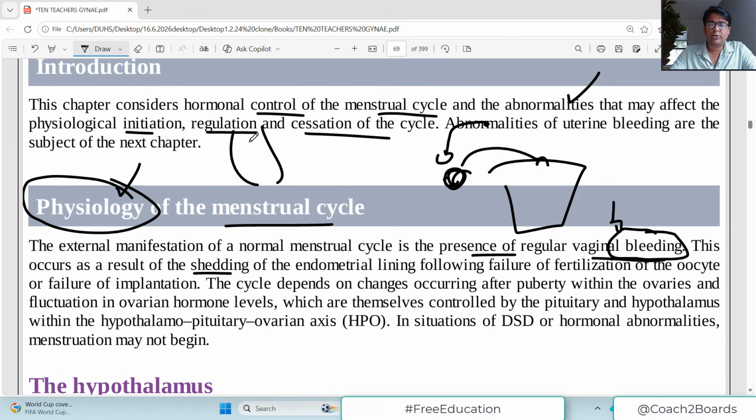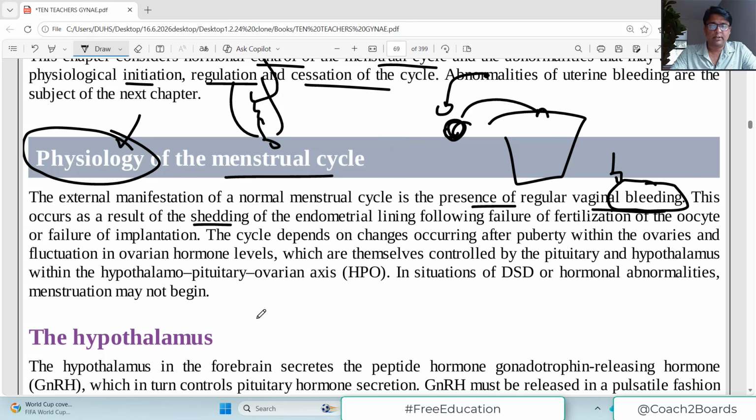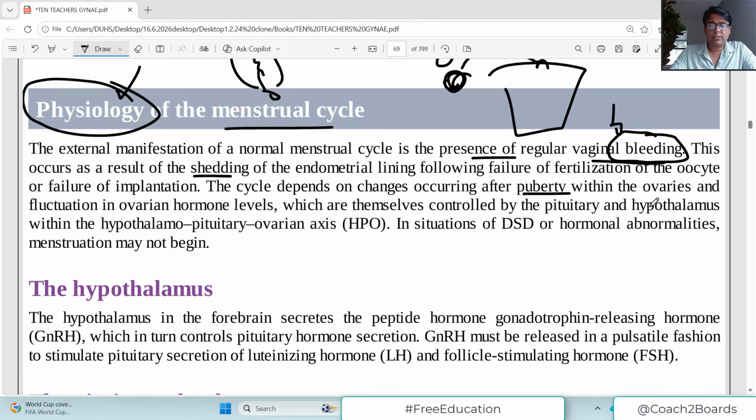So the shedding of the uterus's internal endometrial lining is observed as bleeding, but that's the very last step. इससे पहले और बहुत सारे steps होते हैं, right? So let's talk about those steps in a minute. The cycle depends on changes occurring after puberty within the ovaries and fluctuation of ovarian hormone levels, which are themselves controlled by the pituitary and hypothalamus.